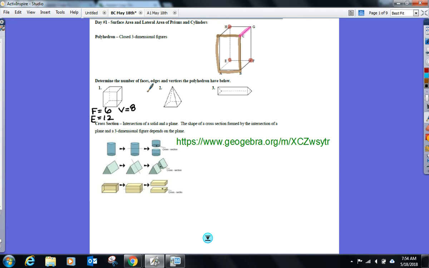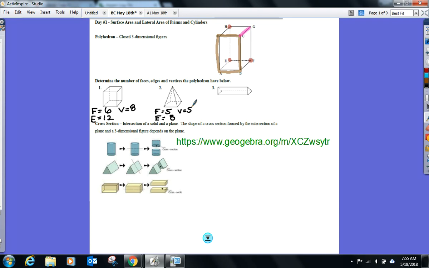Anybody know what number 2 is called? What type of polyhedron that is? That's on Monday. We'll talk about it. But for Egypt, pyramids. There you go. How many faces on that pyramid? Don't forget the bottom. 5 faces. Yep. Number of edges? 8 edges. And how about the number of vertices? 5 vertices. Yep.